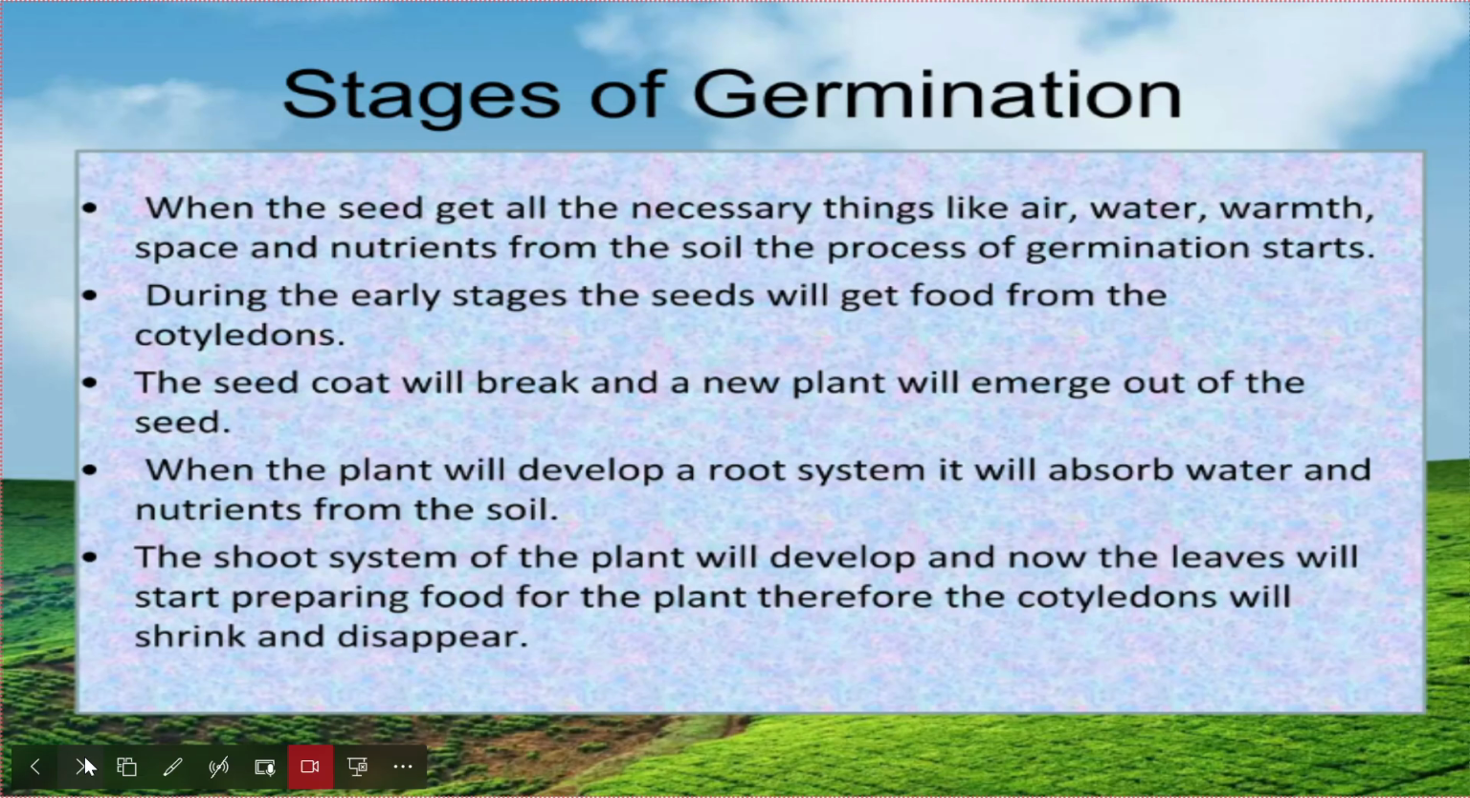Stages of germination. When the seed gets all the necessary things like air, water, warmth, space and nutrients from the soil, the process of germination starts. During the early stages, the seed will get food from the cotyledons.